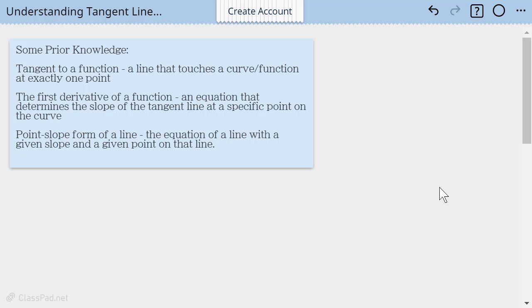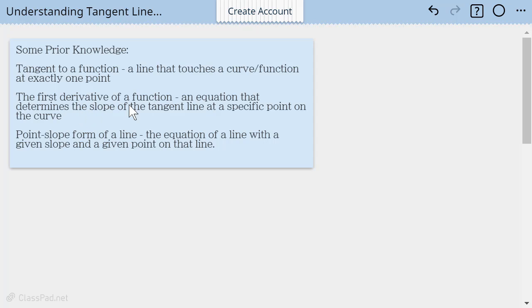In this video, I'm going to show you how to use the tangent function property in graphing to create the tangent to a function at a given specific point. So just some prior knowledge. The tangent to a function is basically the equation of a line that is touching a function at a given specific point, and you can change that point. So there are many tangents to a given function.